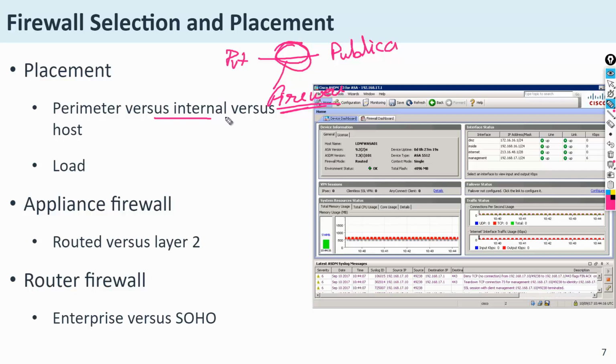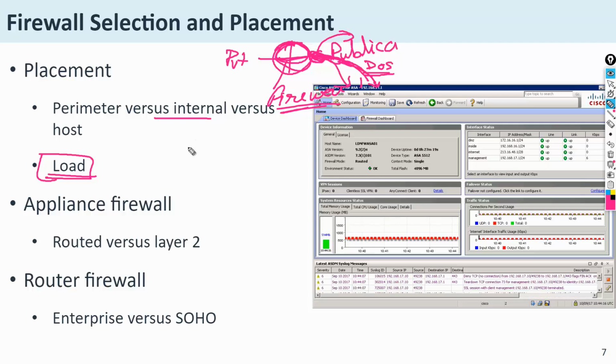And the firewall also works on load management. Load management means, for example, if this is my firewall and someone sitting on the internet starts a DoS attack. A DoS attack is a type of attack where the service will not be available, because lots of traffic is coming on a specific link. So what will the firewall do? The firewall will drop these packets, so it will maintain the load.